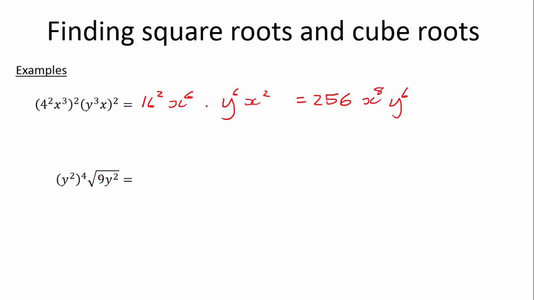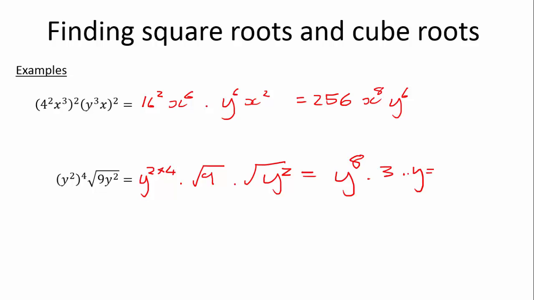y squared, all to the power of 4, times the square root of 9y cubed. Let's write this a bit easier. This is y to the 2 multiplied by 4, times the square root of 9, times the square root of y squared. That is going to equal y to the 8, times 3 times y. And that is equal to y to the 1. So that is going to be 3y to the 8 plus 1, and that is 3y to the 9.